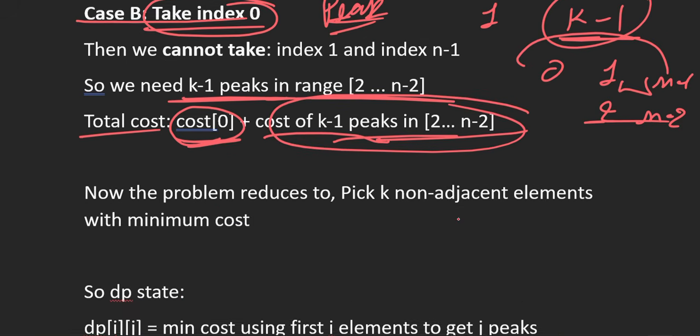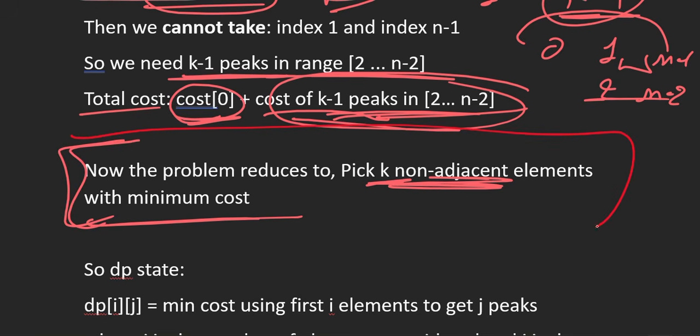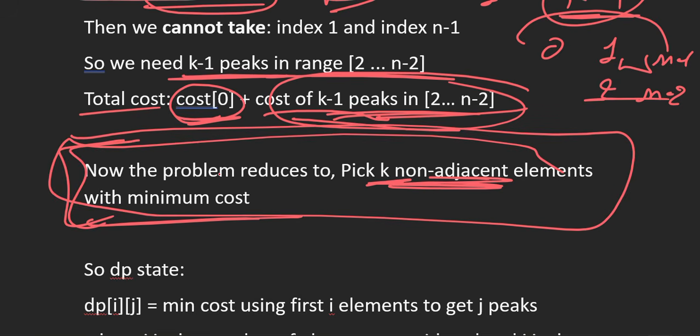So if we notice, our problem is reduced to a different problem, that is, pick k non-adjacent elements with the minimum cost, right? Our problem has been reduced to some other problem.